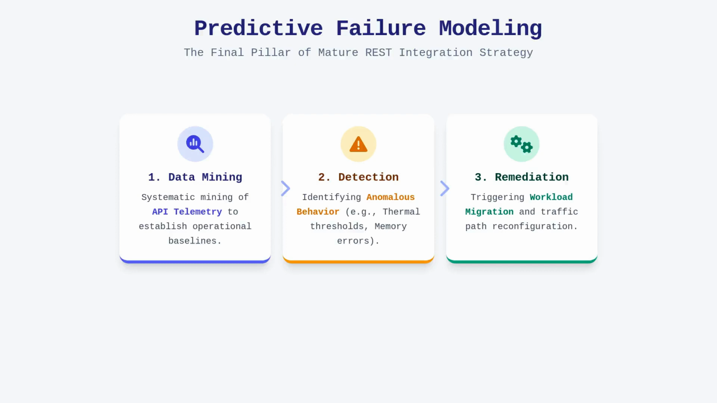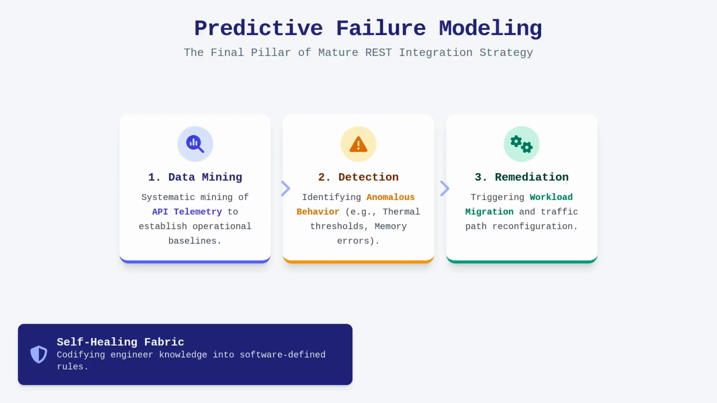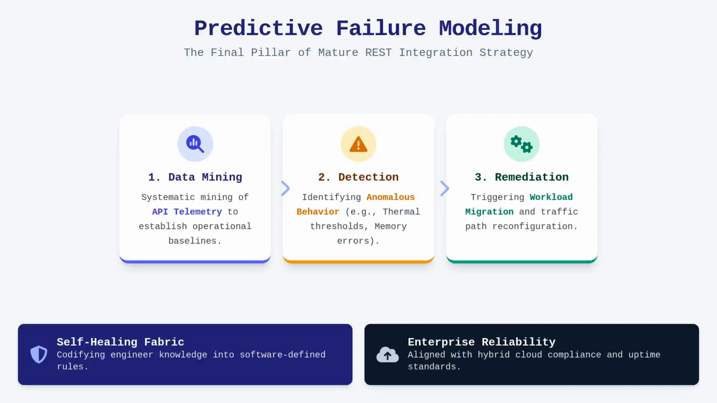These workflows might include migrating virtualized workloads to healthy nodes or reconfiguring network traffic paths to bypass vulnerable components. Effectively, you are codifying the knowledge of experienced infrastructure engineers into software-defined rules, creating a self-healing fabric that minimizes manual touchpoints and maximizes uptime. Integrating these components into your broader hybrid cloud solution guarantees that your automation stays aligned with the rigorous demands of enterprise-grade reliability and compliance standards.